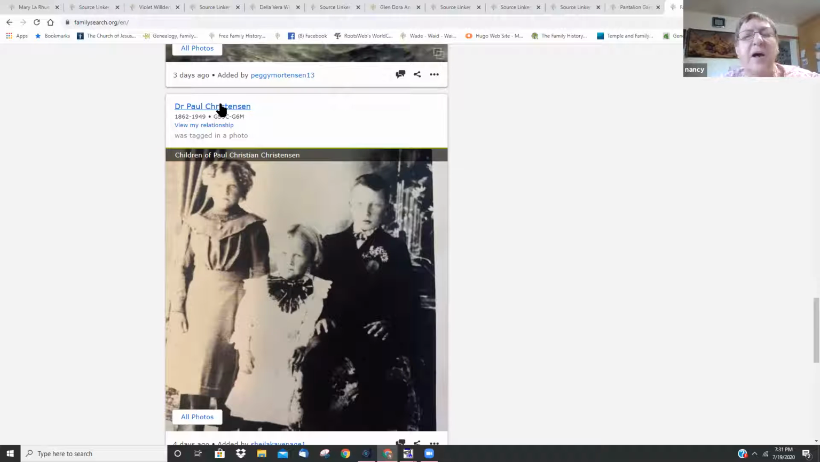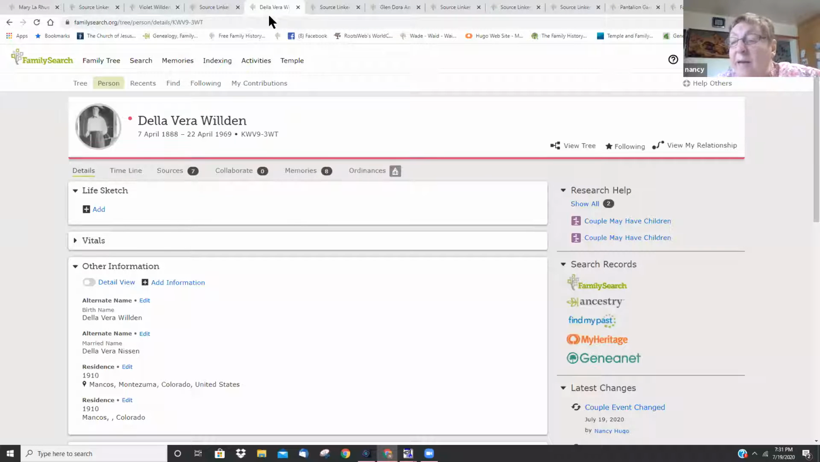So just out of curiosity, I followed it through, and I discovered that my cousin had accidentally attached the picture of her dad and his siblings to my aunt that's on the other side of the family. Since then, I've sent her an email and said, oh, Connie, did you intend to attach it this way? And she wrote back and said, wow, I don't know how I did that. Thanks for letting me know.